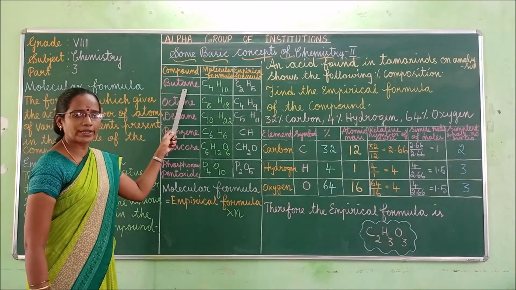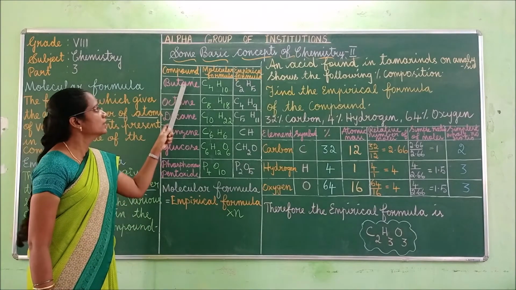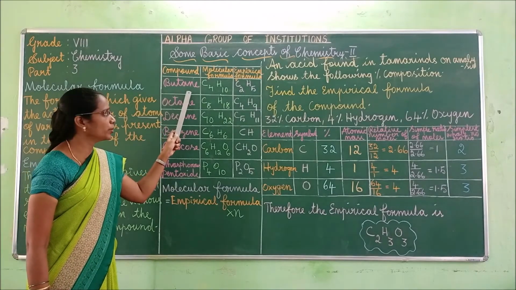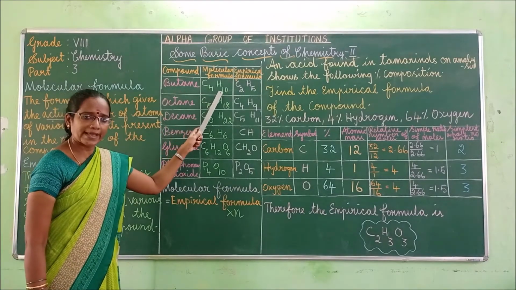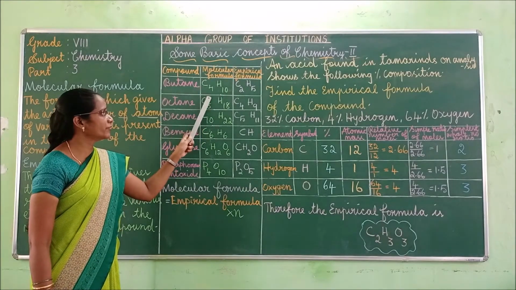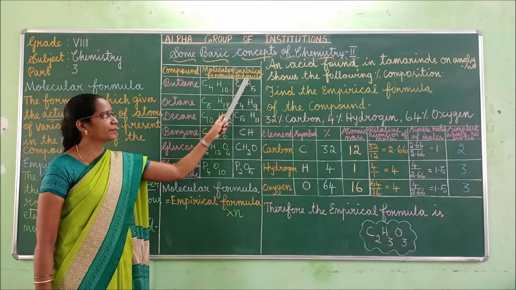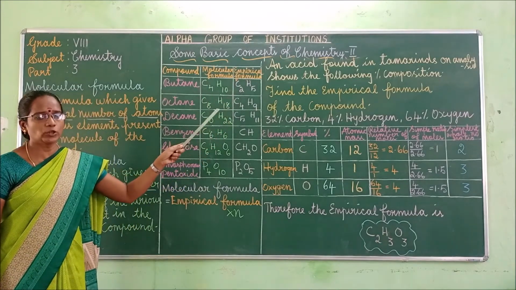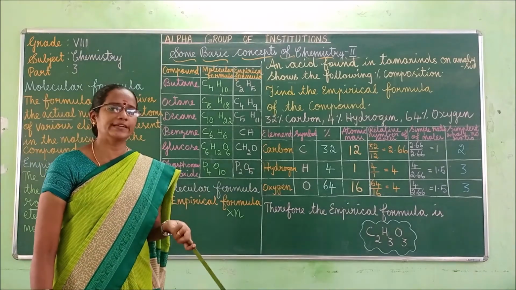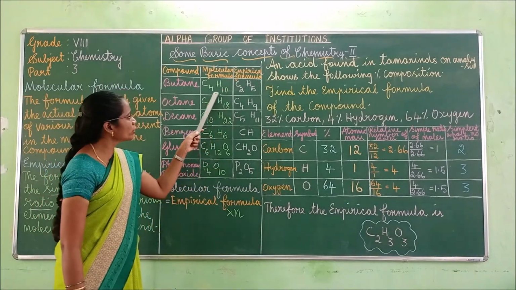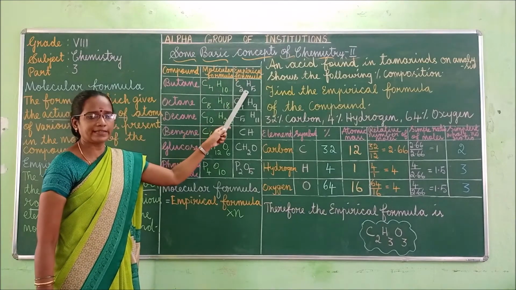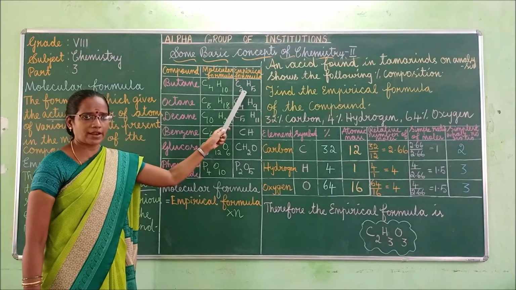So see the butane compound. What is the molecular formula of butane? The molecular formula of butane is C4H10 and its empirical formula is C2H5. Already I told you, if the formula is simplified, then it is the empirical formula. If you simplify this molecular formula, you will get the empirical formula, right?